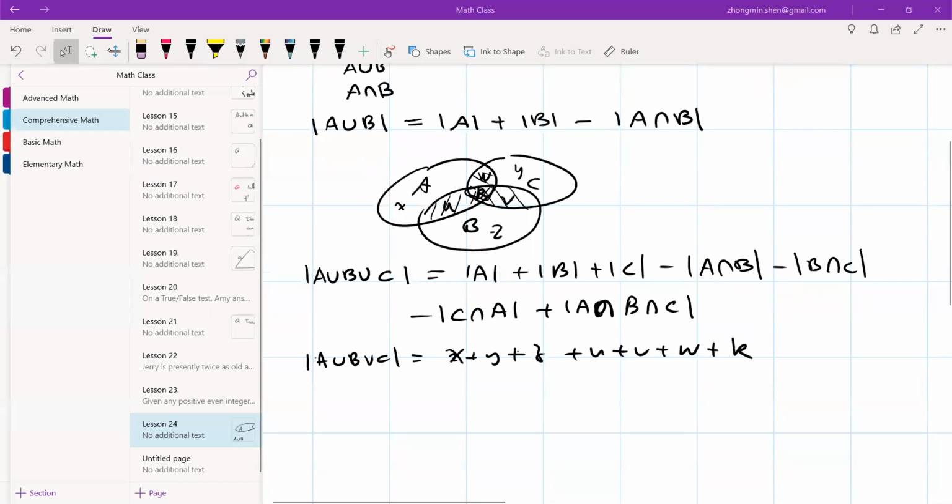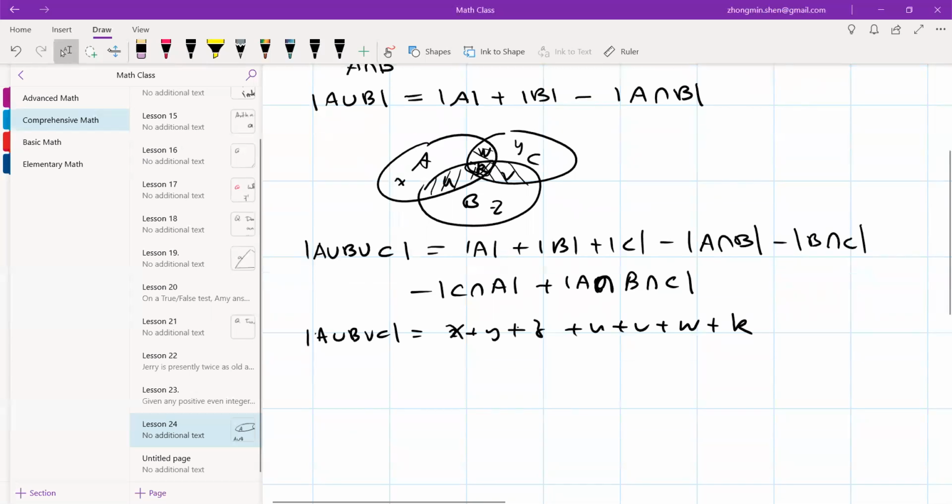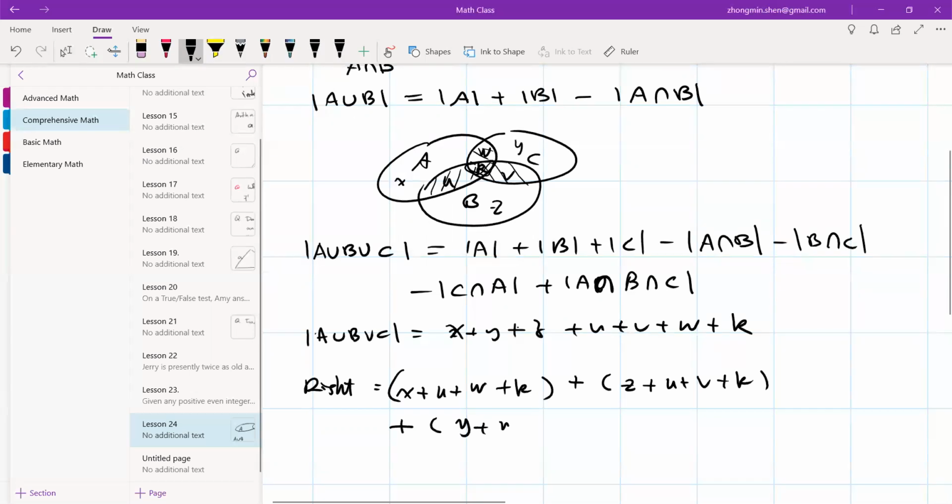All right, now this is the left hand side. The right hand side: A is going to be X plus U plus W plus K, okay? And B is going to be Z plus U plus V plus K. And C is going to be Y plus V plus W plus K.